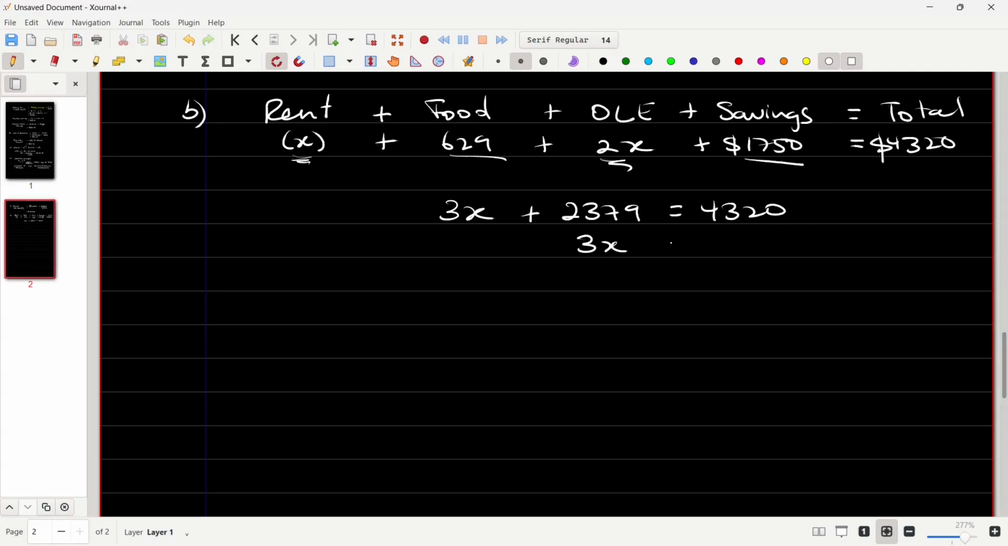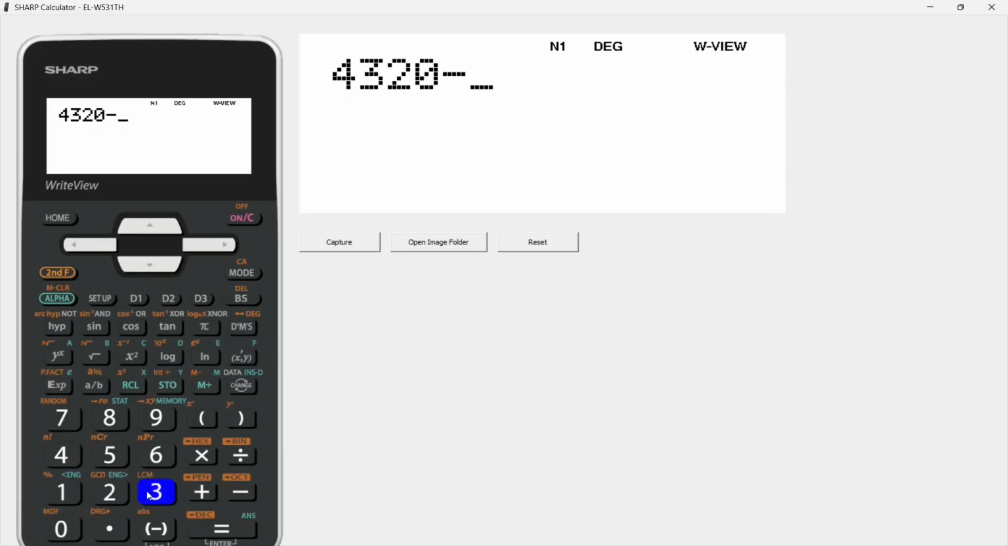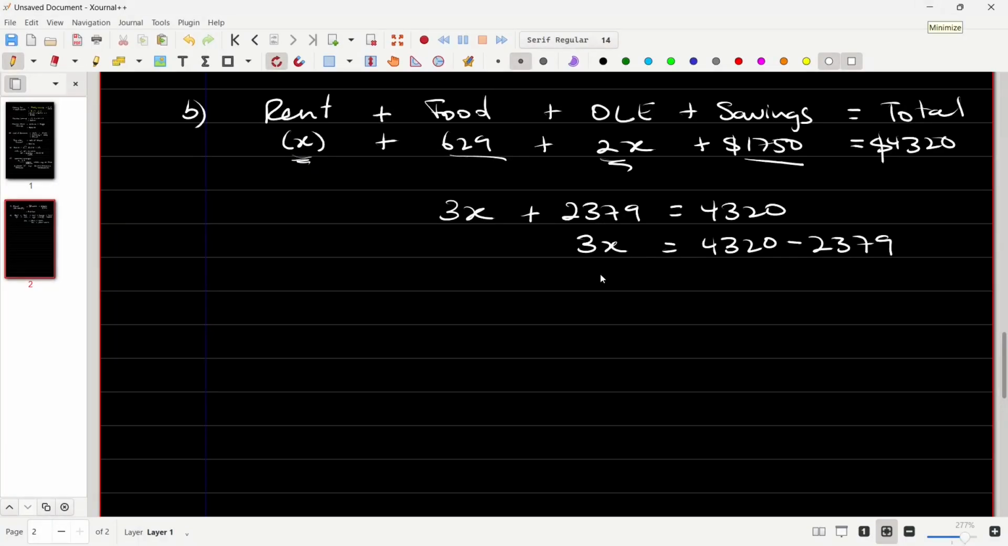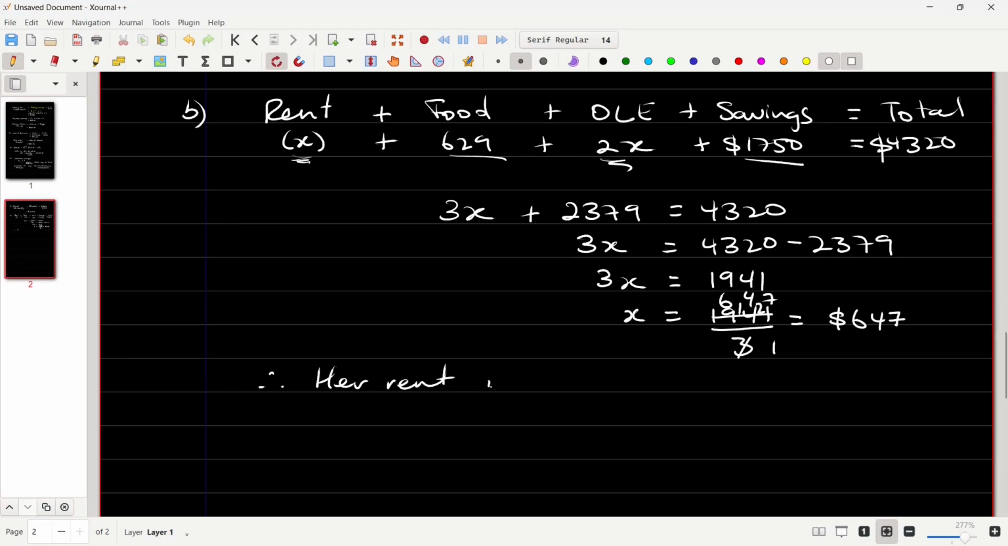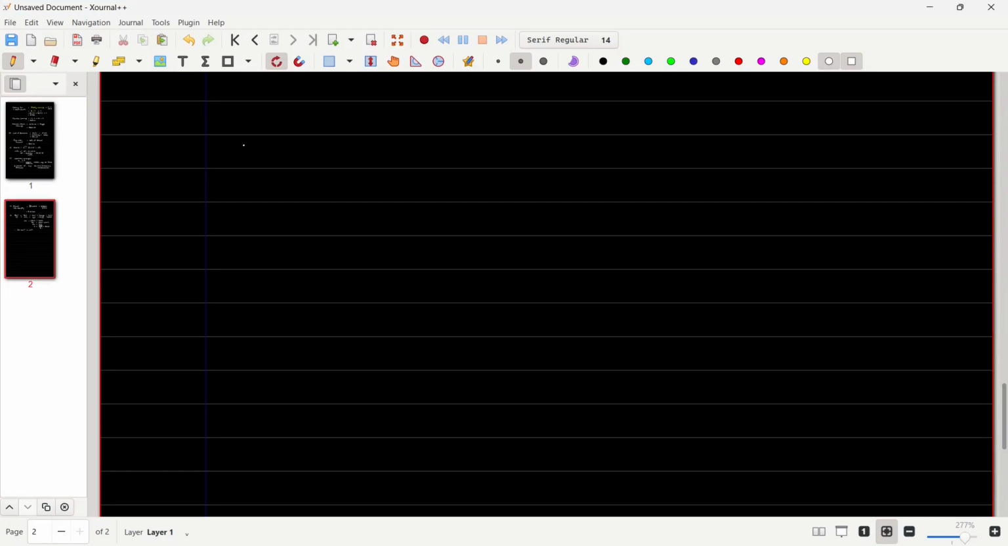So 3 times her rent would be equal to 4320 minus 2379. Let's do that on the calculator so I can save time. So 4320 minus 2379, and we get 1,941. So 3 times her rent is equal to $1,941. So her rent would be equal to 1,941 divided by 3, which is 3 into 19, 6 3s 18 carry 1, 14, 4 3s 12 carry 2, and 7 3s 21. So we get $647. Therefore, her rent is $647. Let's do the last part.